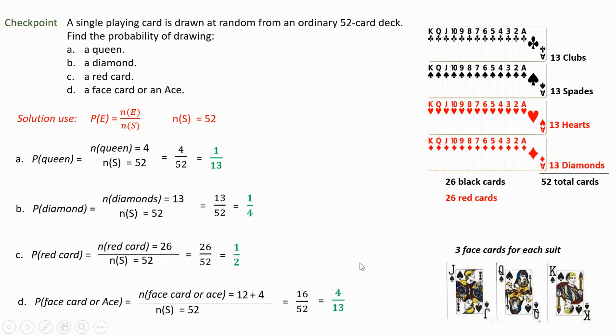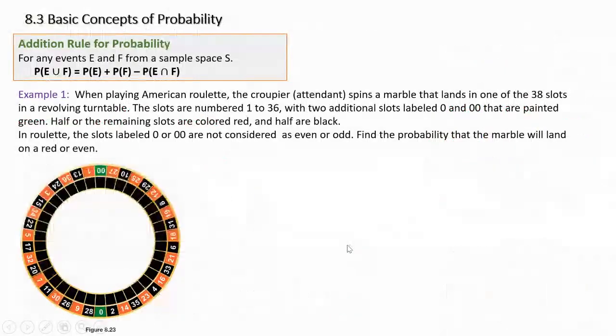That'll be 16 over 52. You reduce it, gives us 4 over 13. This is how you work these type of problems. So these are the probabilities: 1 over 13, 1 over 4, 1/2, and 4 over 13.